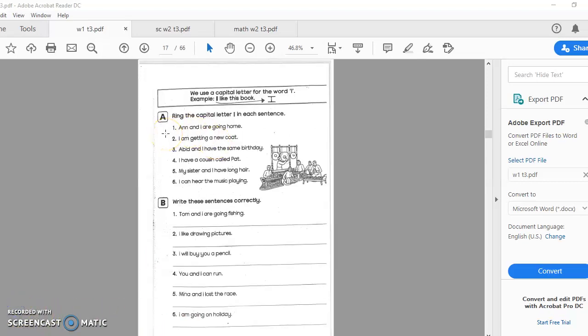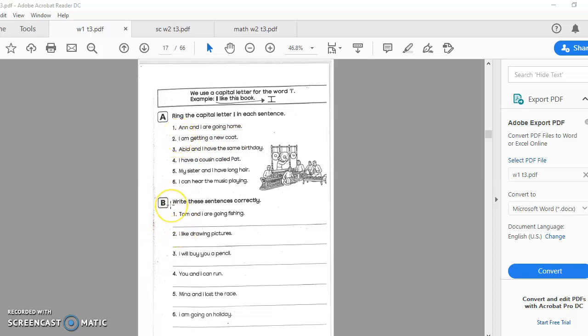For the next activity, year ones, ring the capital letter I in each sentence, okay? But I want you to write your I just like that. That's the way your I should look. So Anna and I are going home. All you have to do is draw a circle around all the I's, okay? I am getting a new coat. So you draw a circle around the letter I.